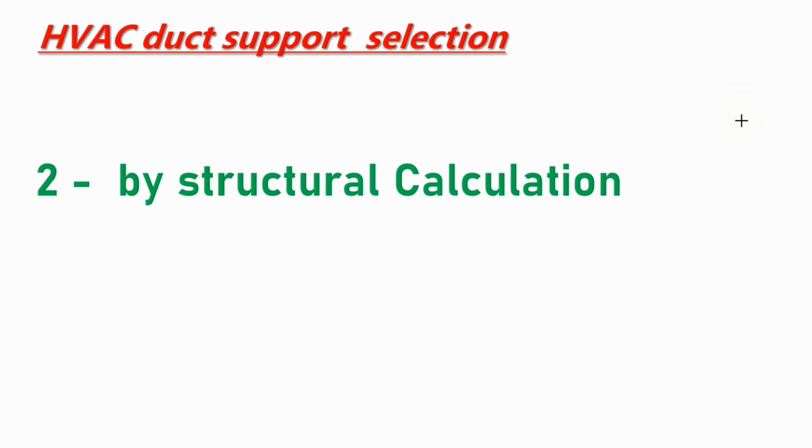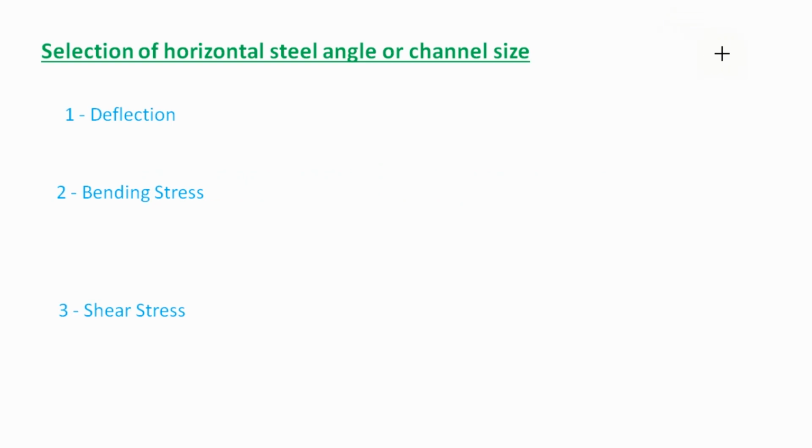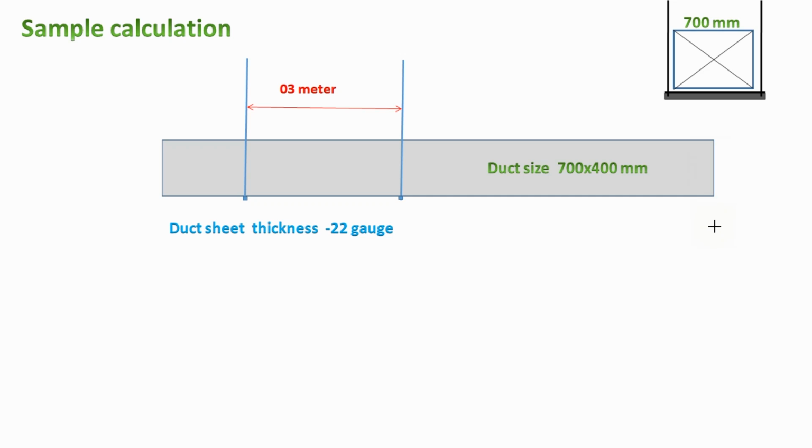Now we will study how to select the duct support by structural calculations. First we will select the angle or channel size for duct support. For it we will make calculation for deflection, bending stress and for shear stress. We will do a sample calculation for selection of steel angle for the duct support.